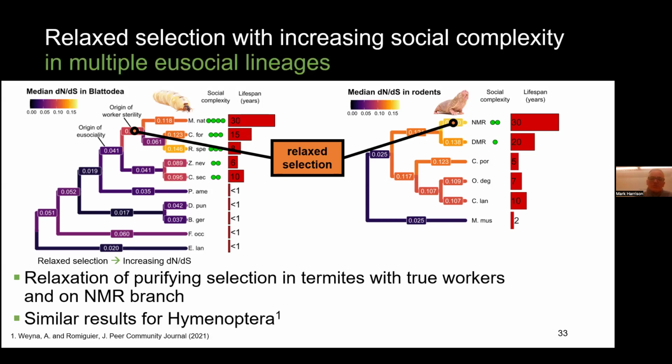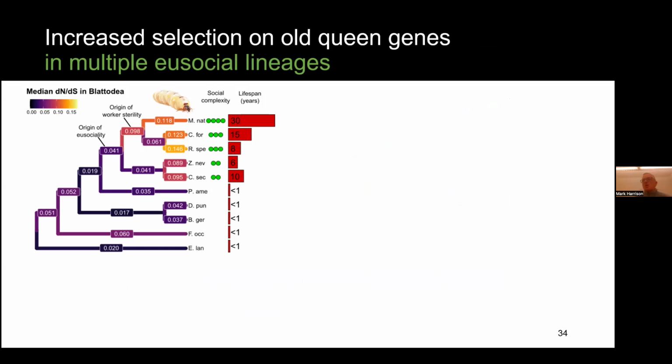And similar results have been presented for Hymenoptera. So there we have it. We have clear signals of eusociality in the genome. It correlates with social complexity and in multiple eusocial lineages, in three independent lineages. We don't only have relaxation in termites. Of course, there's also intensification there, and positive selection because we have novelty evolving here.